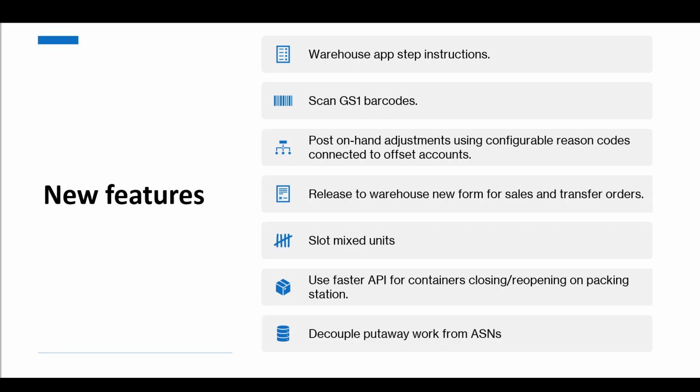And the last feature here is decouple put away work from the ASNs. This feature is for the warehouse management workload on a scale unit, which is part of the distributed hybrid topology. The new feature adds a new table dedicated to storing the information of the put away work. Previously, this information was stored in tables that were also used for the ASNs.